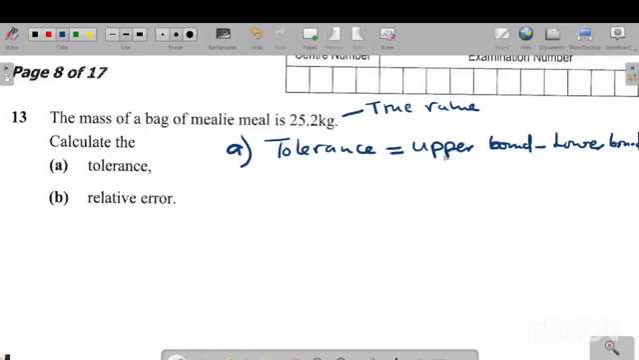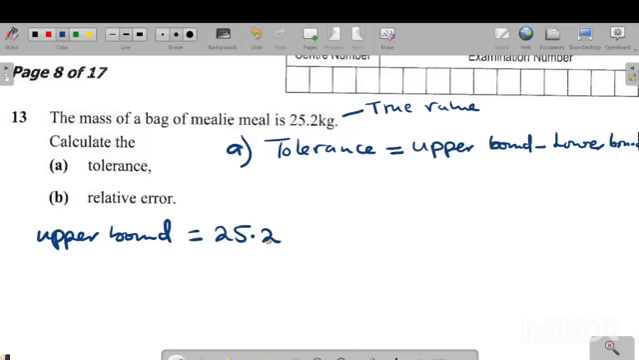Okay, so we need to find the upper bound. So I'm going to find it here. So upper bound. How do we find the upper bound? We use the true value. So the true value is 25.2. You need to pay attention to the true value.